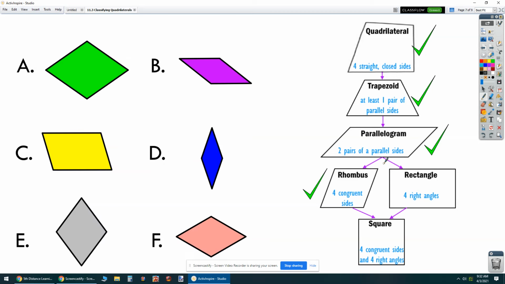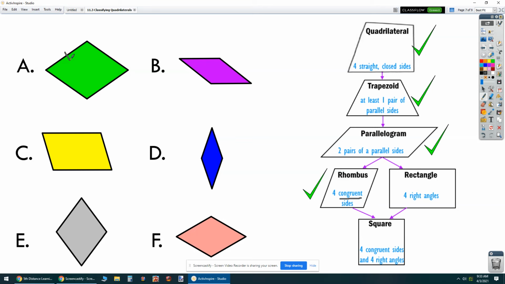Now, there's two kinds of parallelograms. All right, we're going to focus on one branch called a rhombus. A rhombus has four congruent sides, but we have to know what congruent means. Congruent means that they are identical in size and shape. The size and the shape match, like figure A over here.